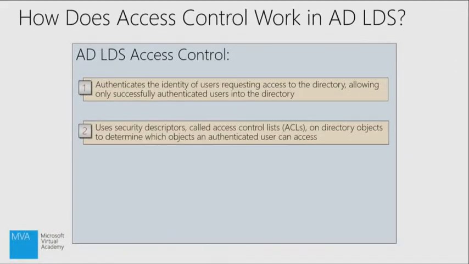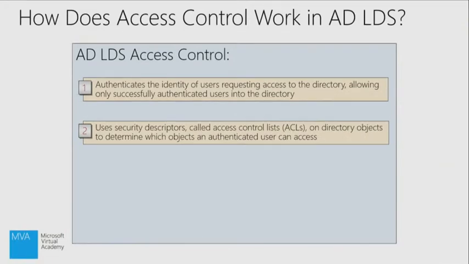Access control. So given these roles, we have these roles that we can put people into or that they are in by default. Access control authenticates the identity of users requesting access to the directory, allowing only successfully authenticated users into the directory. Now this is the same as any access control. This is what it's for. It's to make sure that the right people or the right entities are getting the right access to the right information.